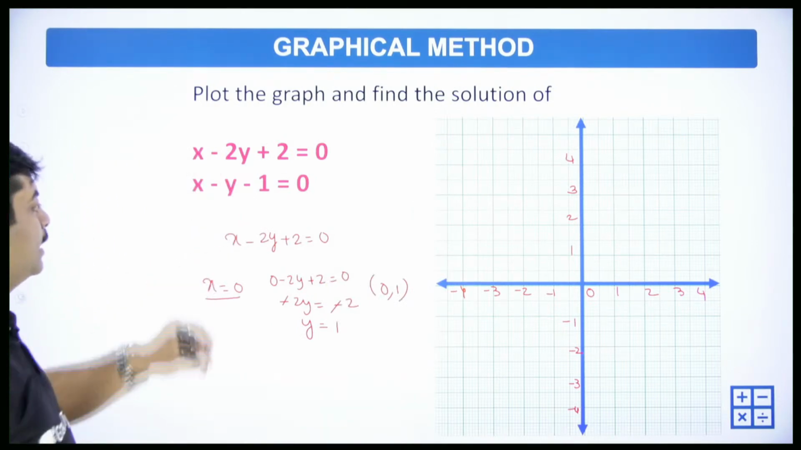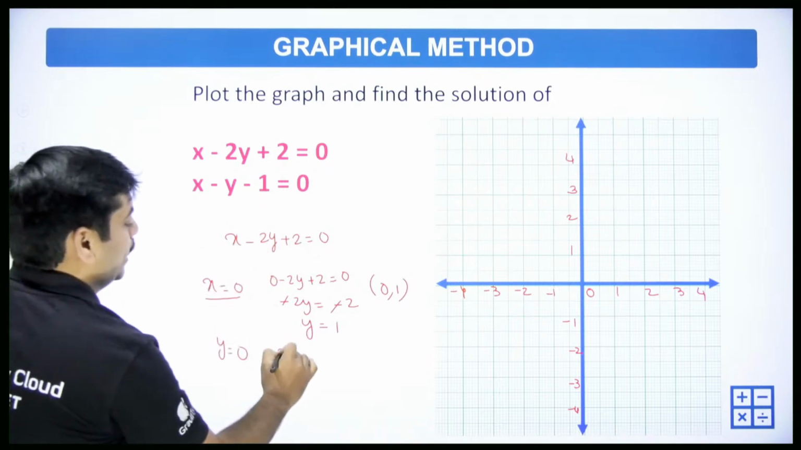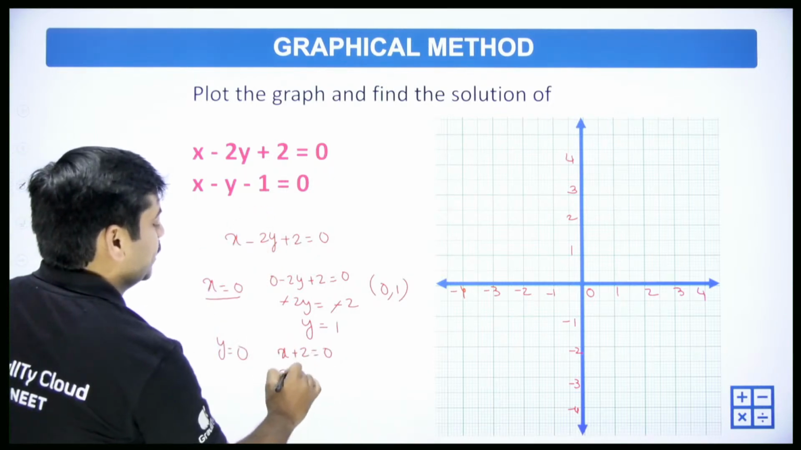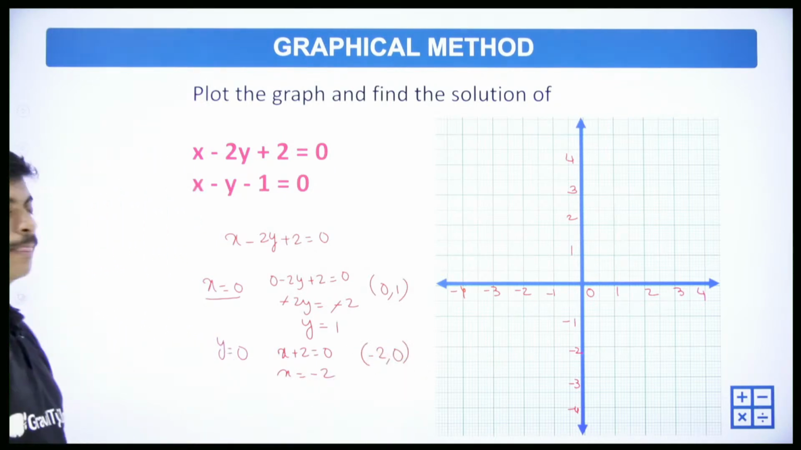In the same way, let's keep y equal to 0 in this equation. If we keep y equal to 0, we get x plus 2 equal to 0, so x is equal to minus 2. So the point is (minus 2, 0). We have (0, 1) and (minus 2, 0).